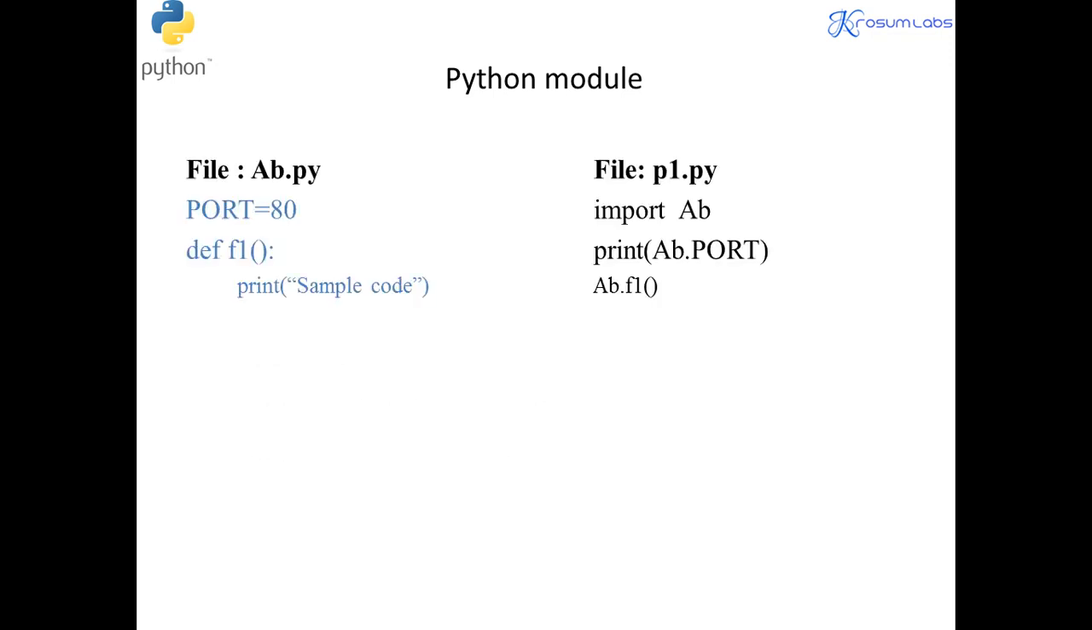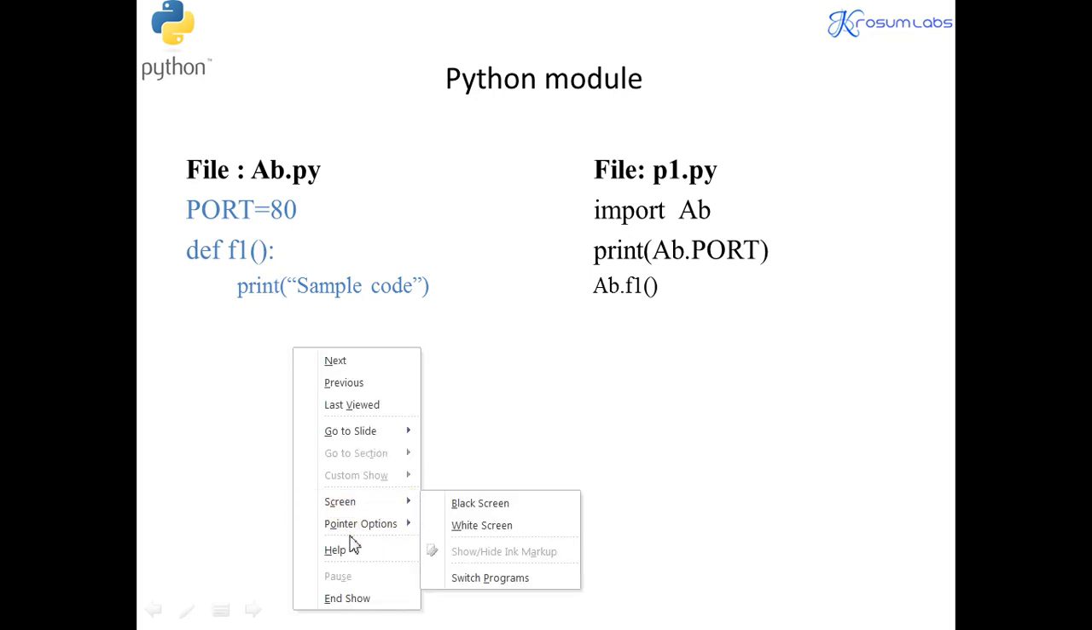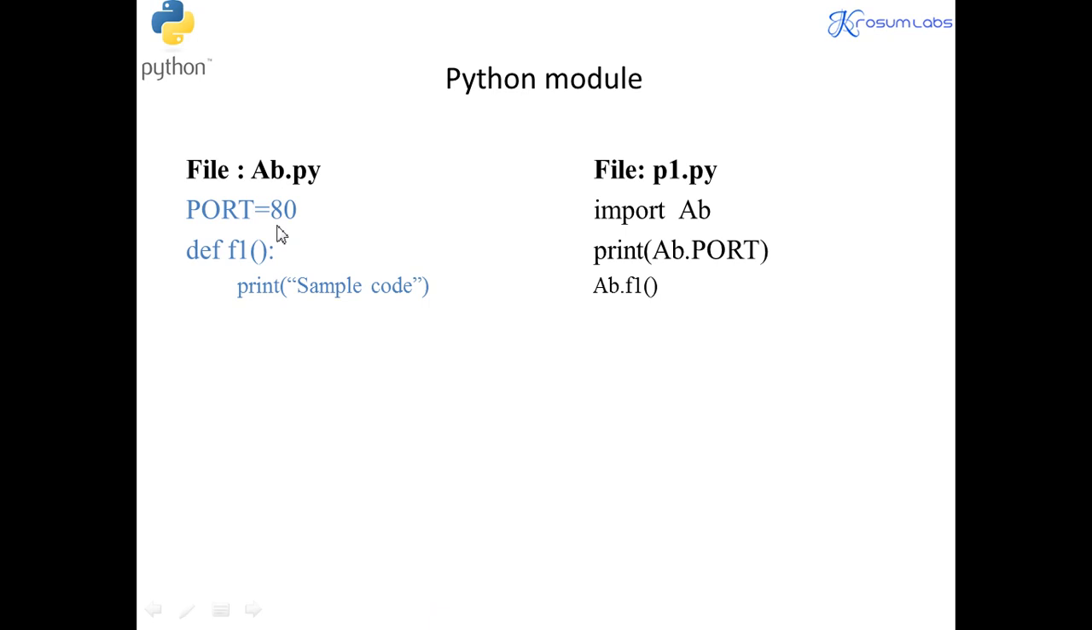See this example. The file name is ab.py. Here there are two members. One is called port variable, holding the value 80. Then function f1. F1 is some sample definition code. Now you can check in this file ab.py the variable is declared and the function f1 is there. The variable is followed by a value, and the function is there. There is no function call, there is no print function. Okay, so this type of code is called loadable code.